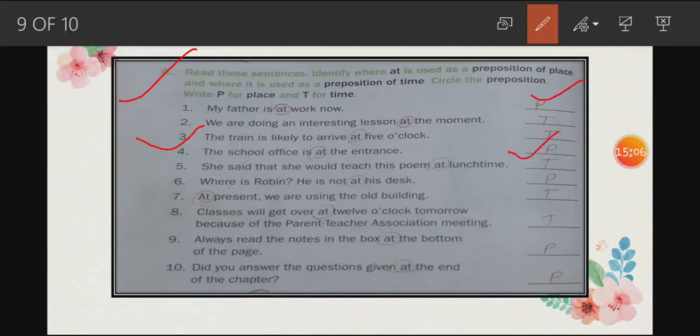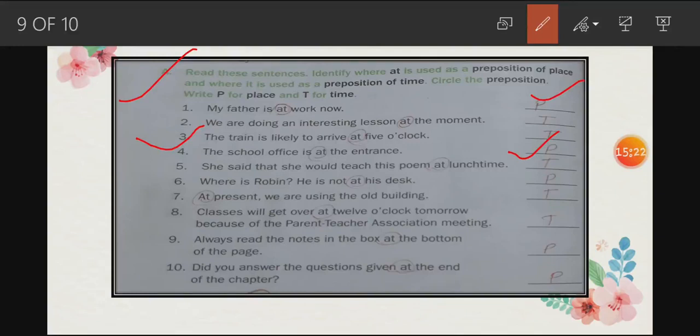Number 5. She said that she would teach this poem at lunchtime. Obviously you can understand that here it is about time, and "at" is the preposition, so you have to circle the "at".